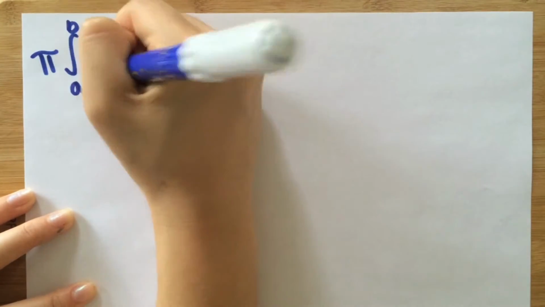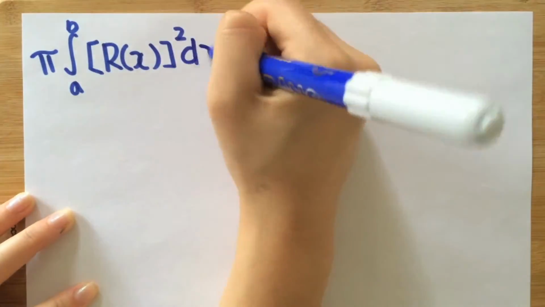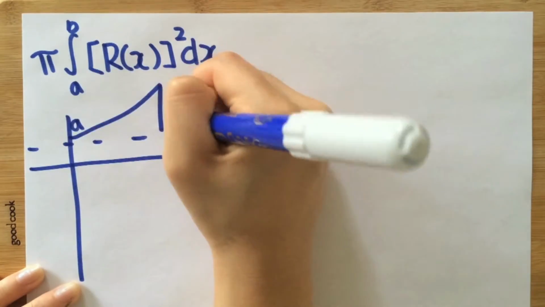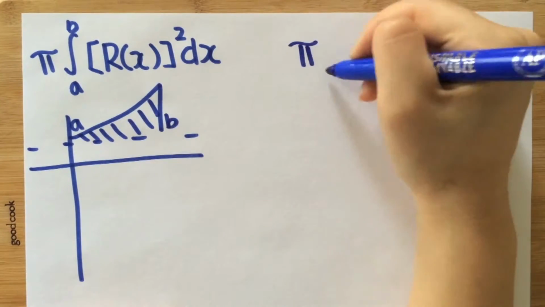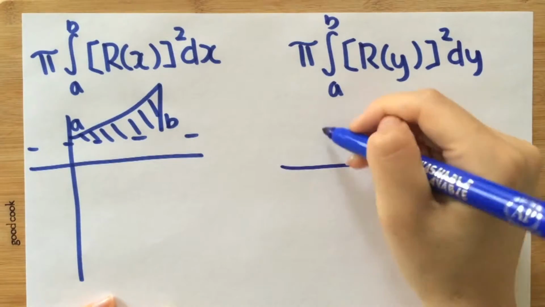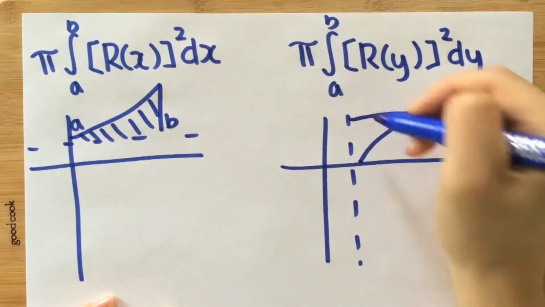To find the big R, or the area from point A to B in terms of x, you must subtract the bottom equation from the top. Similarly, in order to find the R in terms of y, you must subtract the left equation from the right.